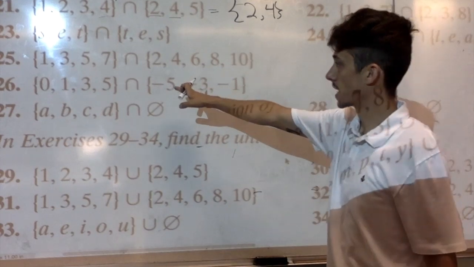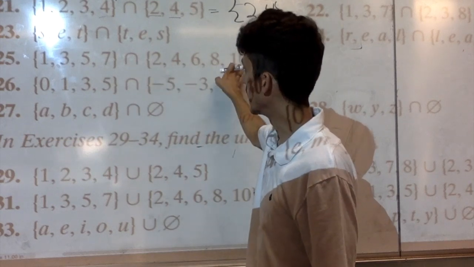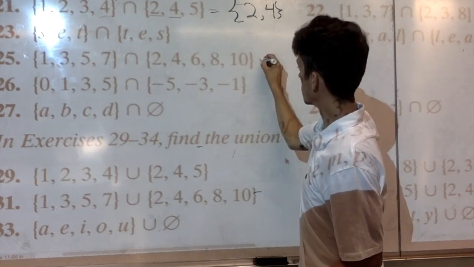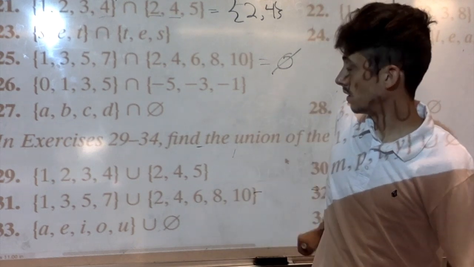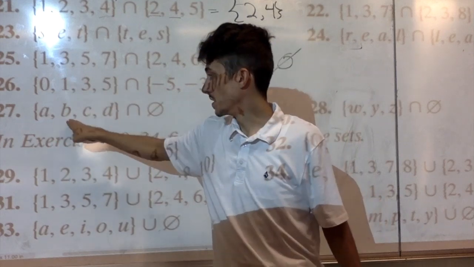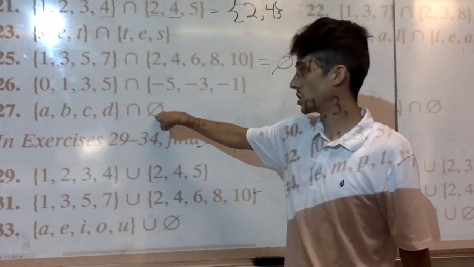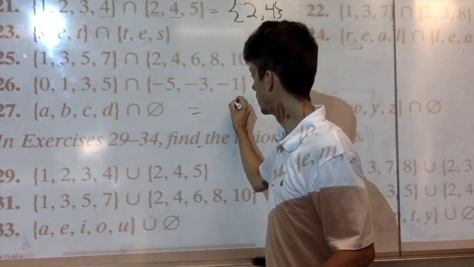25, we're taking the intersection. We see 1, 3, 5, 7. This has 2, 4, 6, 8, 10. There's nothing common there, so this is an empty set. So we can just leave that. If we're taking the intersection of A, B, C, and D with the intersection of nothing, well, nothing's common, so this is an empty set.